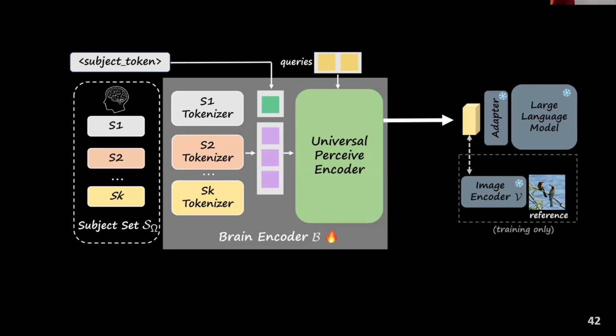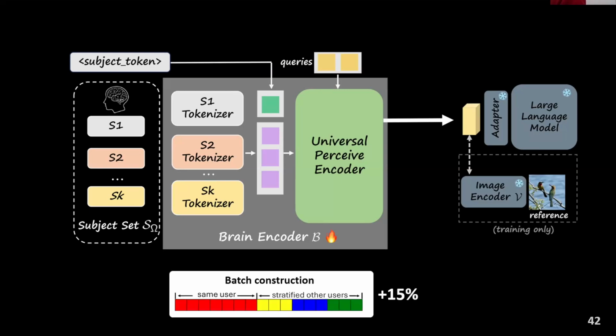Again, remember that we don't want to be learning a model per subject, and we want to benefit from the cross-subject neural activity patterns. We do that by relying on a universal perceiver encoder and learning on top of that a number of subject-specific tokenizers, which are parameterized by a subject token provided to the model. By training, these subject-specific tokenizers act like an alignment to the cross-subject representation here in the bubble.